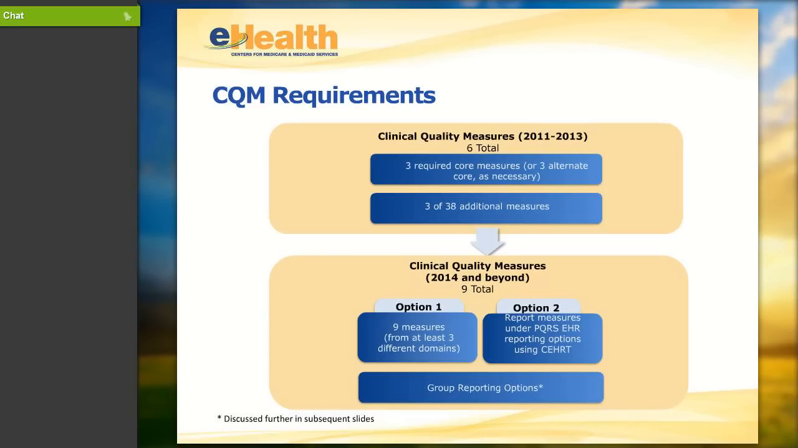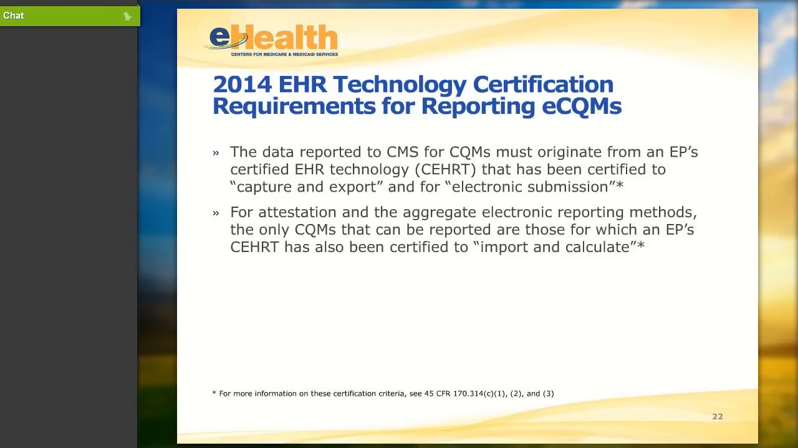The other thing that you can do is you can report measures if you're an EP under PQRS, which is the Physician Quality Reporting System. It's an electronic reporting option. And if you report that way, you will get credit not only for reporting to PQRS, but also to the EHR incentive program. And then finally, we have some group reporting options. There are group reporting options under PQRS. If you're an EP who is taking part in an accountable care organization, reporting quality measures through the accountable care organization will allow you to qualify for reporting CQMs under EHRs as well.